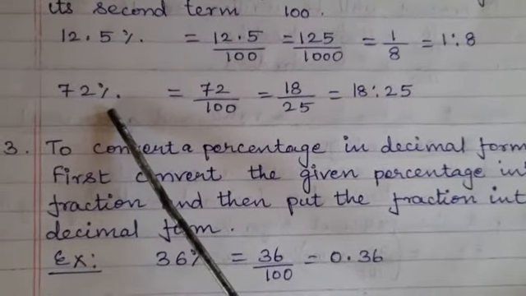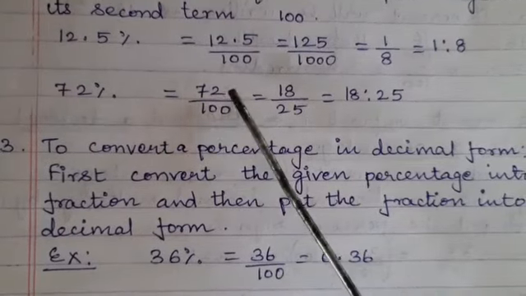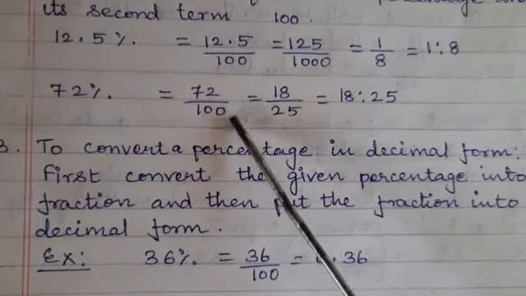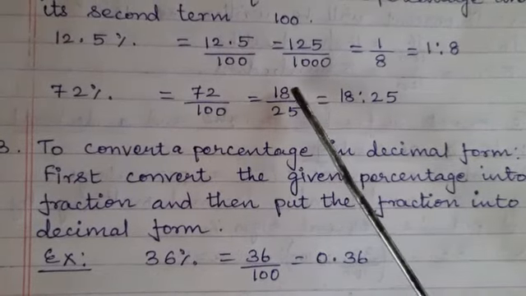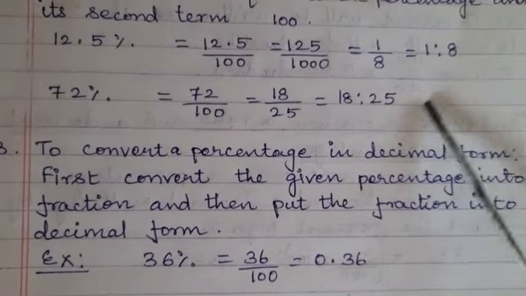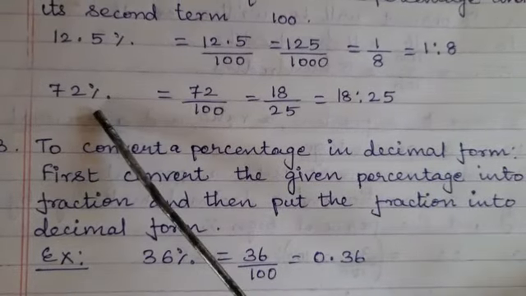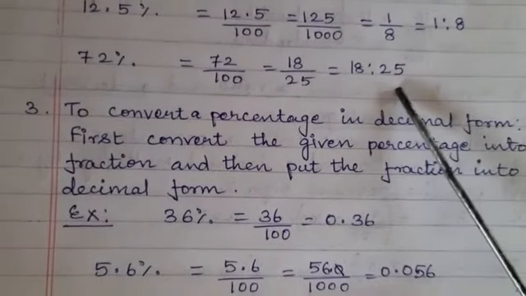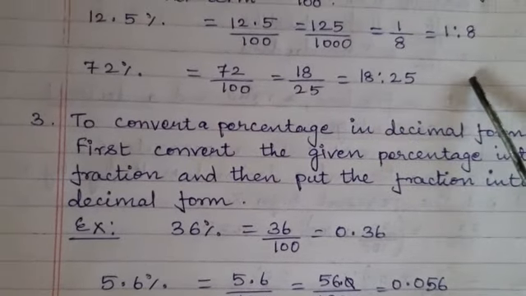Next, 72 percentage, which is equal to 72 by 100. You are converting, that is, you are writing the percentage as a fraction first. Then you will simplify it. Then you bring it to a ratio. Here there will be no percentage sign because you are converting this percentage into a ratio. So the final answer will be in the simplest form.